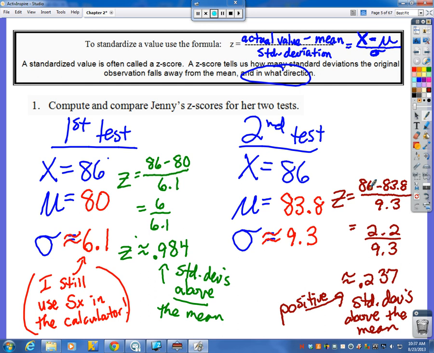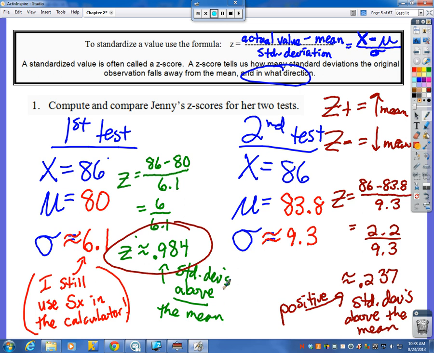I'm under the mean. So if your z-score is positive, if z is positive, that means you're above the mean. If you get a z-score that's negative, that just means you are worse than the mean. Okay, so it is possible to get a positive or a negative z-score. It just lets you know your relative position with respect to the mean. So again, you could use these to compare Jenny's performance if you didn't have all the data. You can say, hey, she was 1 standard deviation above the mean versus she was only 0.237 standard deviations above the mean. Since this score is farther away from the mean, the better she did. Okay?